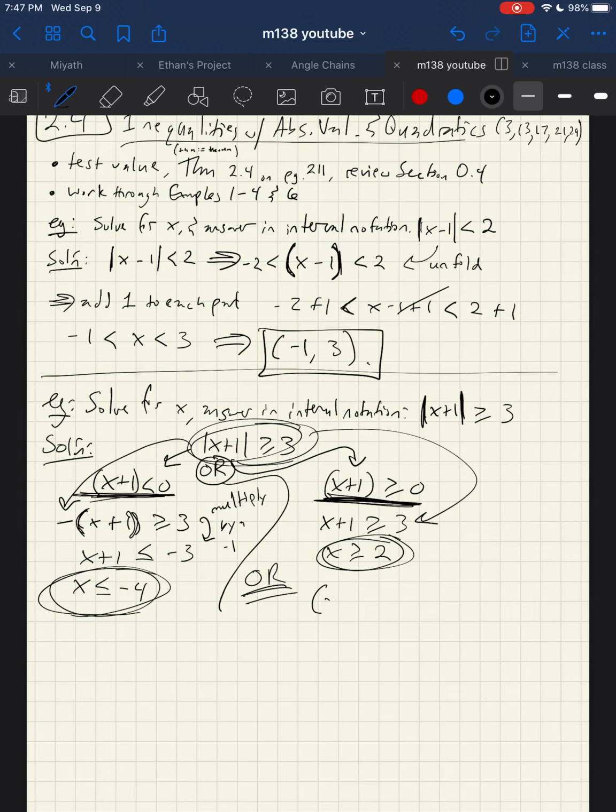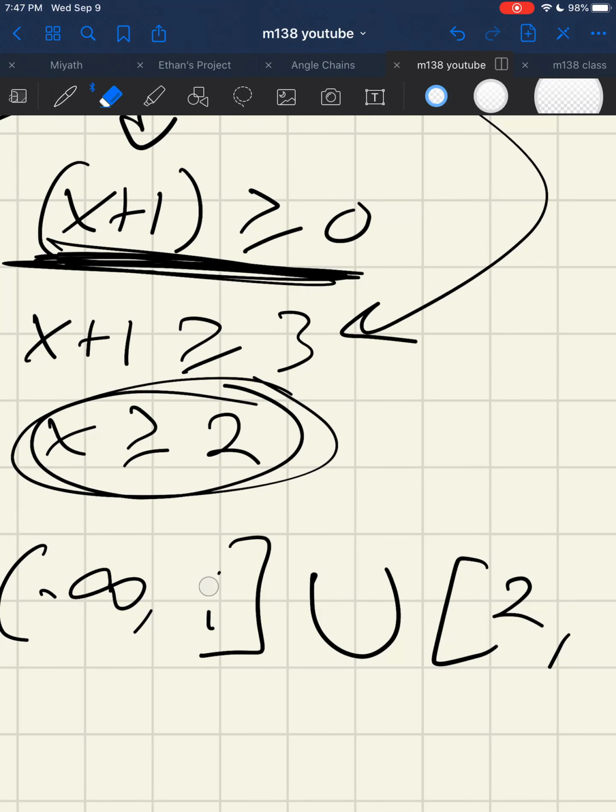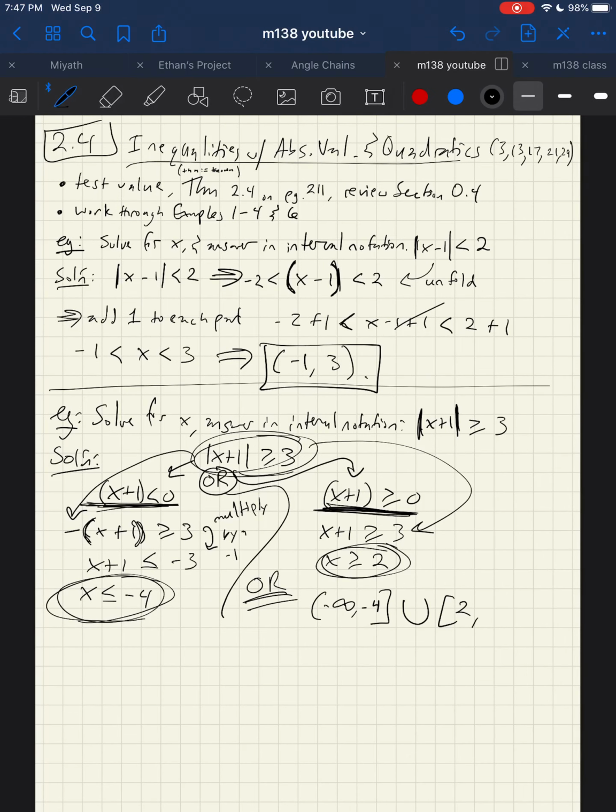So how do we deal with an or? Well, we're going to write negative infinity up to -4, and this is inclusive. Union 2 up to infinity. Notice that we're never including the plus or minus infinities. Okay? So this is how we deal with the absolute value greater than or equal to.